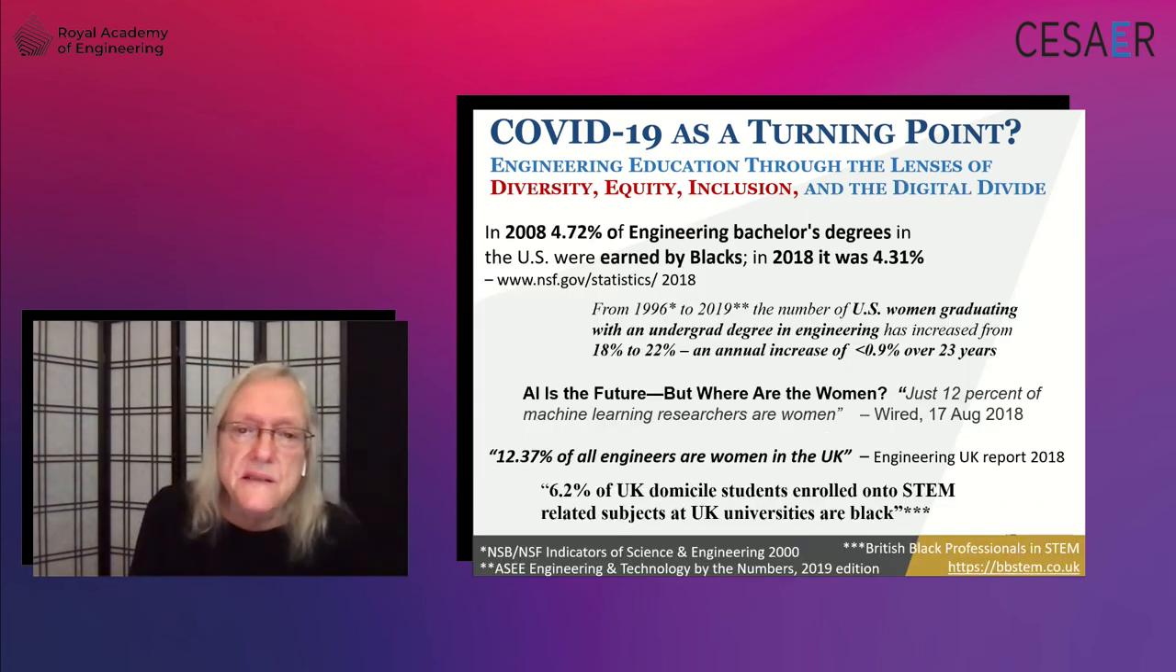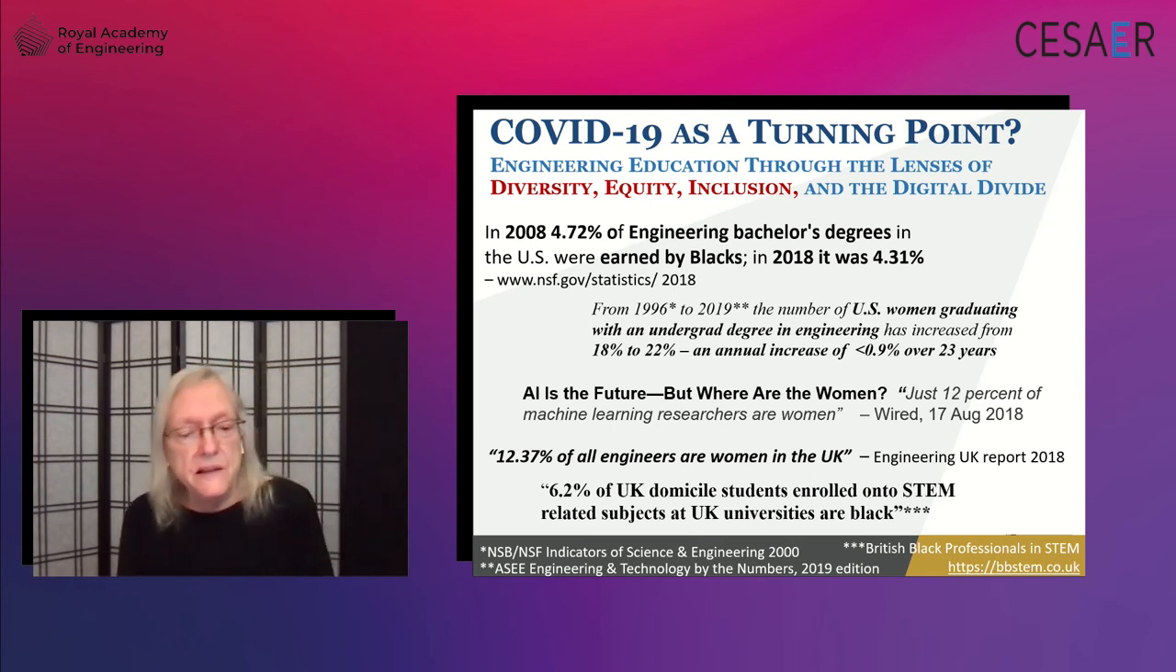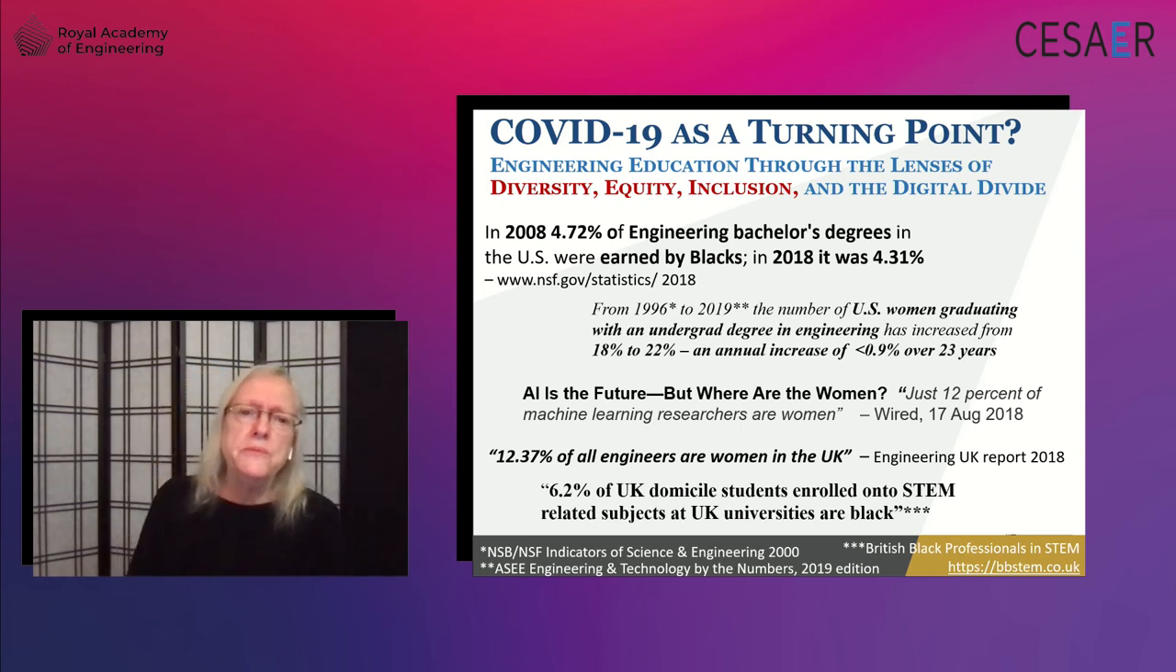Through the lenses of diversity, equity, and inclusion, COVID shone new light on some of the consequences of being the minority population, of not setting the norms for the academic and engineering cultures in which we live, when education and life are disrupted. And I'll come back to that. Where are we with respect to diversity?